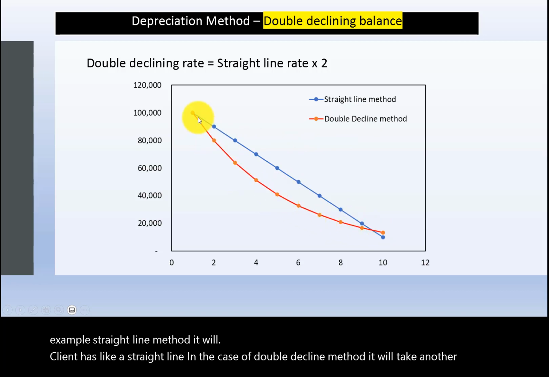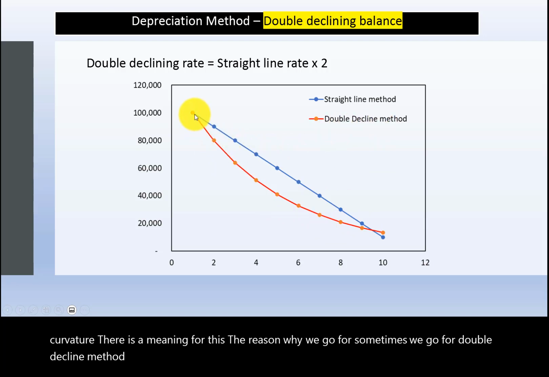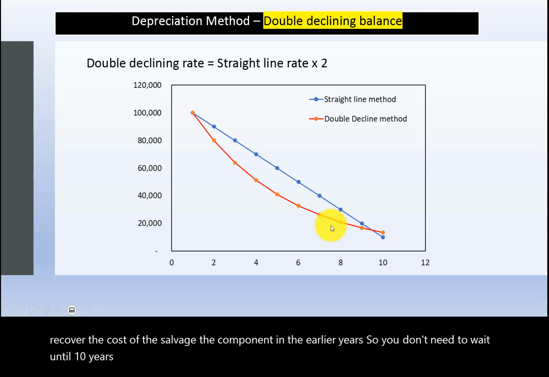There is a meaning for this. The reason why sometimes we go for the double declining method is that you have a higher depreciation in the initial years itself, so that you can recover the cost of the salvage component in the earlier years. So you don't need to wait until 10 years to recover the money associated with the salvage of this equipment.